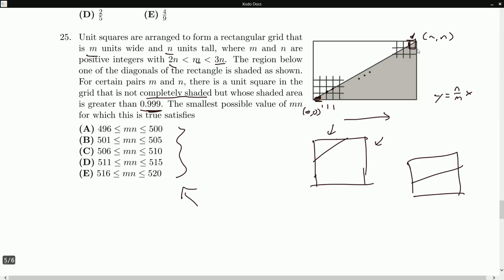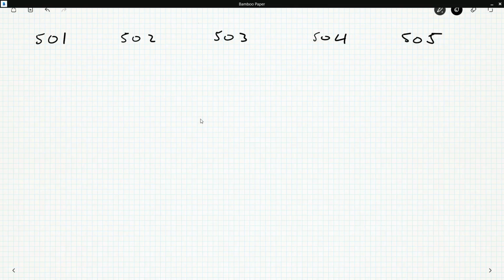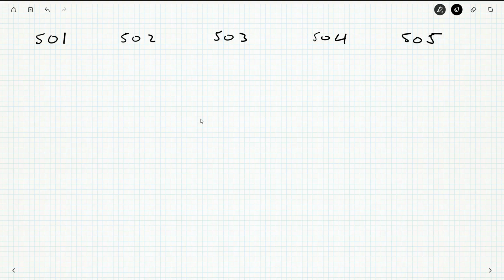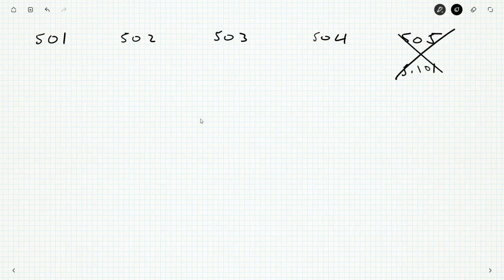So we'll do 501 to 505. So this is 5 times 101. That's the only prime factorization you can have. So n's got to be 5, m has got to be 101. So that's out. This is 7 times 2 to the 3 times 3 to the 2. I feel like there's potential there. This is 3 times 167. Again, semi-prime, so that's really the only way I can do this.